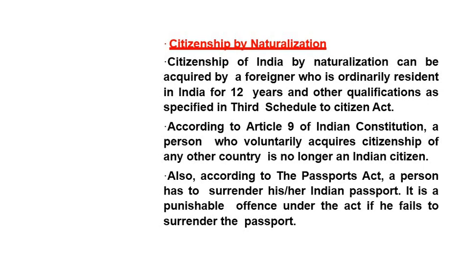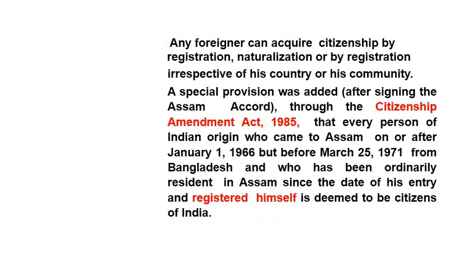That means if any person is getting the citizenship of any other country, then he has to surrender, that is, give the passport to the passport authority, surrendering his passport and cancelling all other particulars. Any foreigner on becoming eligible can acquire citizenship by registration or by naturalization irrespective of his country or his community. A special provision was added after signing the Assam Accord. Assam Accord, the CAA bill, we know that.